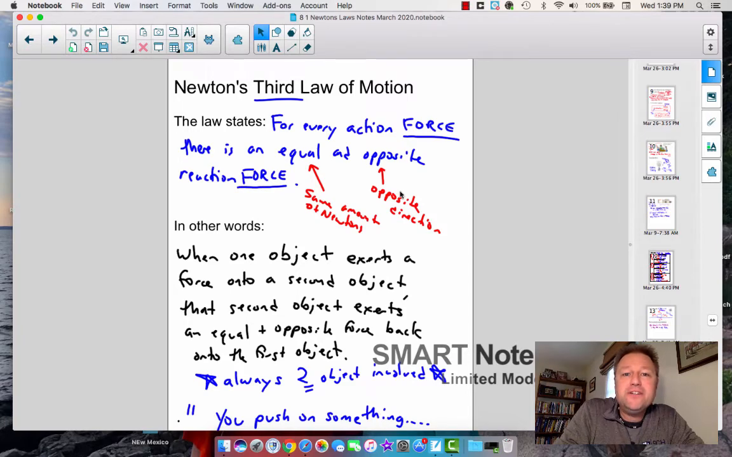And finally, we've gotten to Newton's third law of motion. These were the last little set of notes. That's right, we did these notes. We were about to do the big paper review.